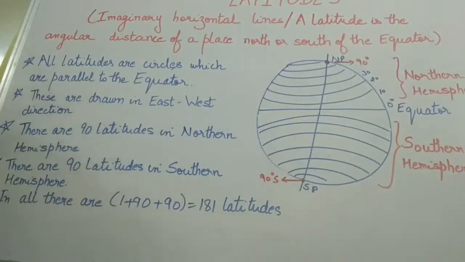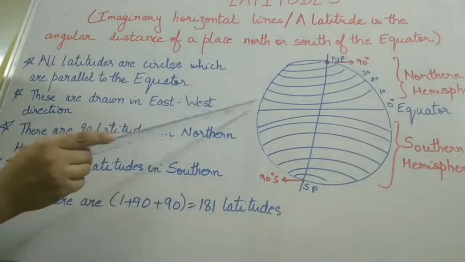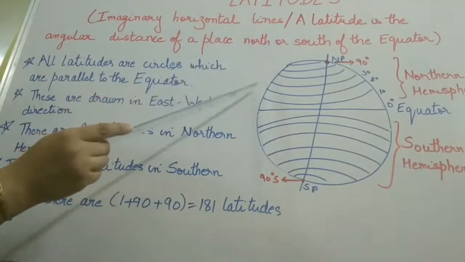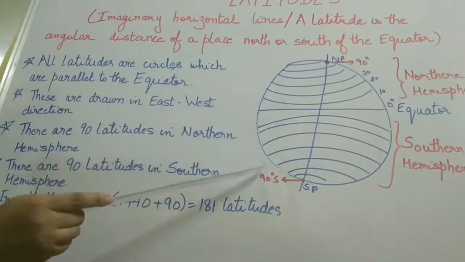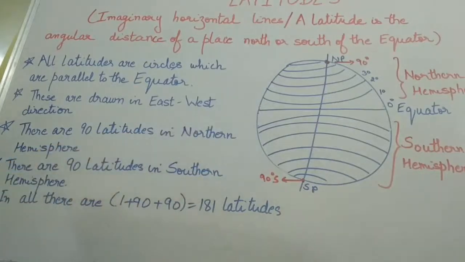Now let us talk about the number of latitudes. There are 90 latitudes in the northern hemisphere and there are 90 latitudes in the southern hemisphere. So if I ask you how many latitudes are there in all, your answer will be 180. But you can see here I have written in all there are 181 latitudes. So what does this one stand for? This one is for the equator. So there are 90 latitudes in the northern hemisphere, 90 latitudes in the southern hemisphere, and plus 1 for the equator.